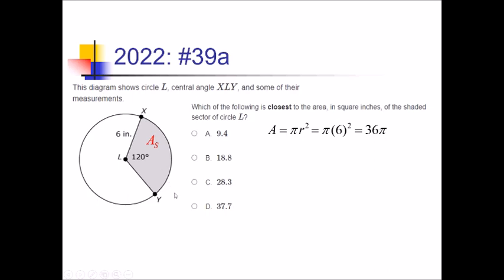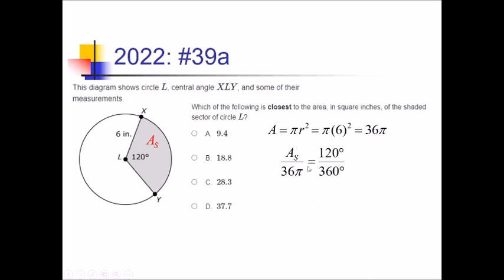So I know that the area of this sector and the area of the whole circle are in the same proportion that this angle is with the angles in the whole circle. So I can set up a ratio with that. I can say that the area of the sector divided by the area of the whole circle is going to give me the same ratio as 120 degrees over the degrees in the whole circle, 360 degrees.